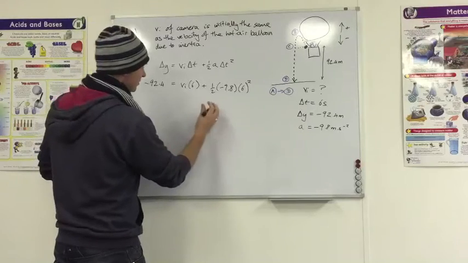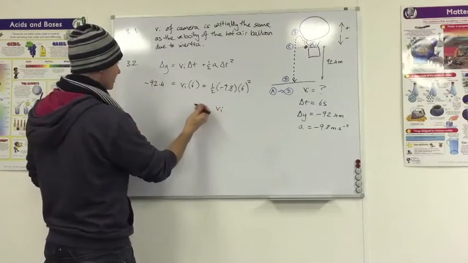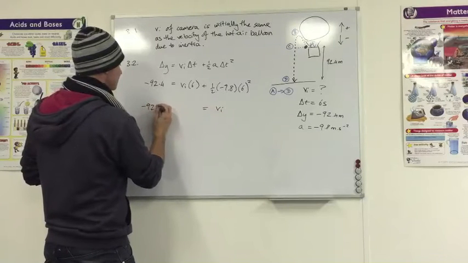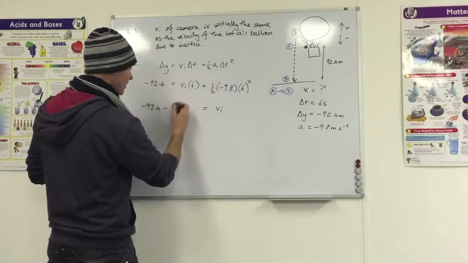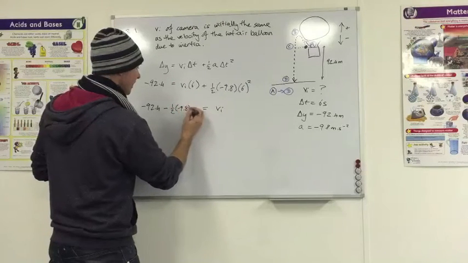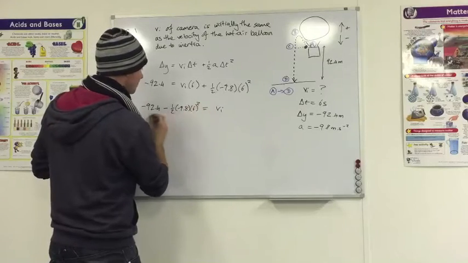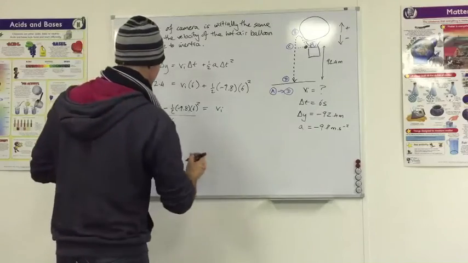So just to avoid too much confusion, I'm not going to flip it around. I'm going to keep VI on the right. We've got our minus 92.4 minus, because I'm bringing it over, a half, minus 9.8, 6 squared, all over 6. Does that make sense? Okay.